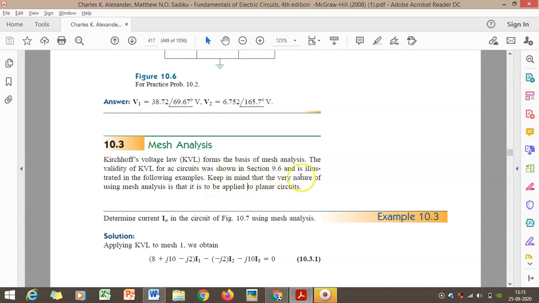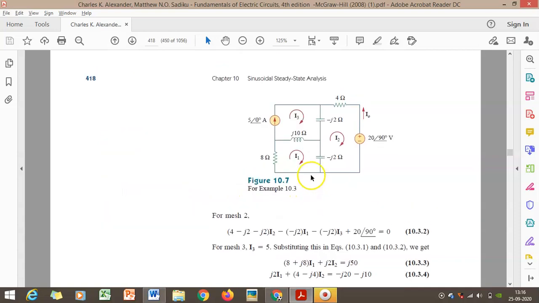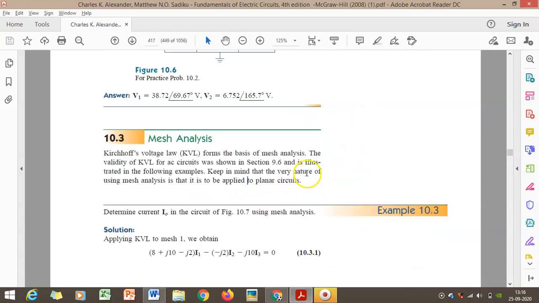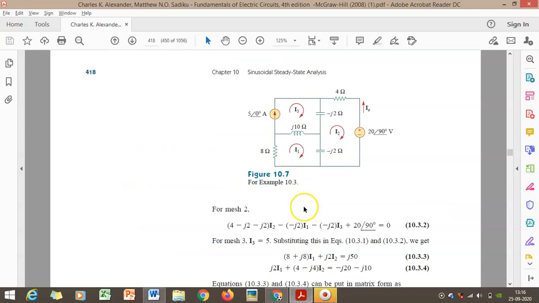Keep in mind that the very nature of mesh analysis is that it is to be applied to planar circuits. Okay. Now let us get into the problem. Determining the current I0 in the circuit is the given problem. The given circuit is like this. Here we have three meshes.